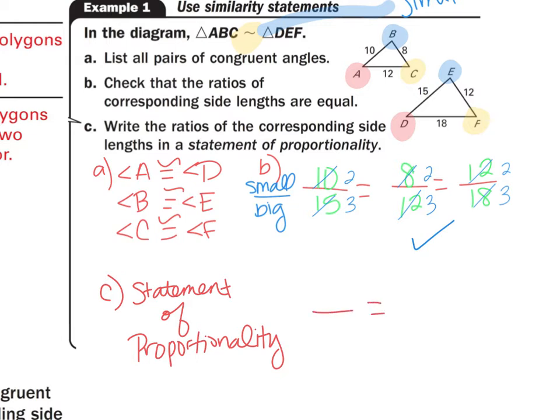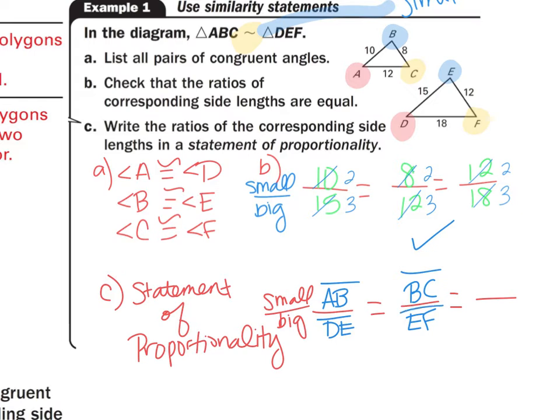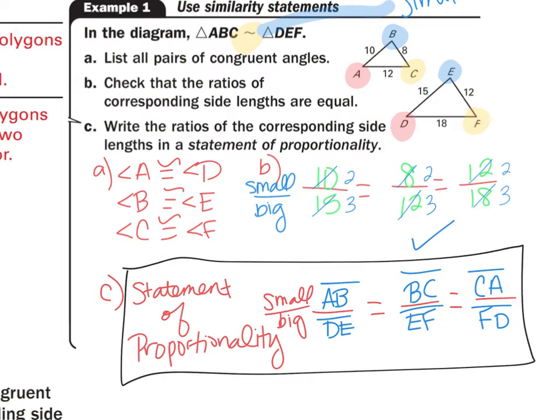So you're going to have 3 sides again. And then let's just do small to big again. And now, instead of the measurements, they want you to write the letters that describe the side. So like side AB corresponds to side DE. And then side BC corresponds to EF. And then CA corresponds to FD on the big triangle. So if they want a statement of proportionality in the homework, this is exactly what they're asking for.